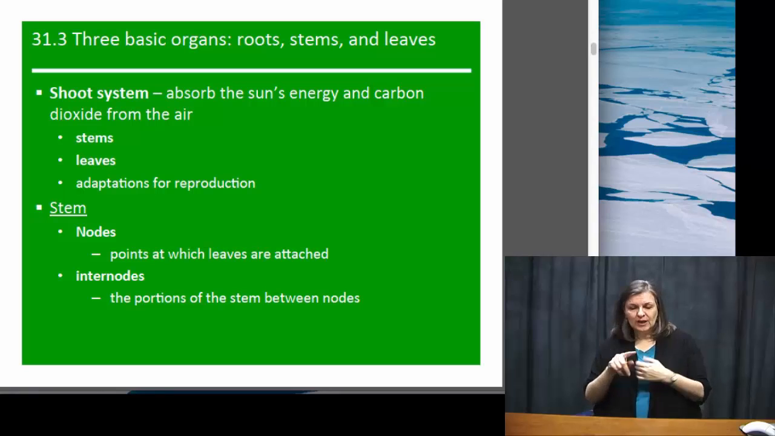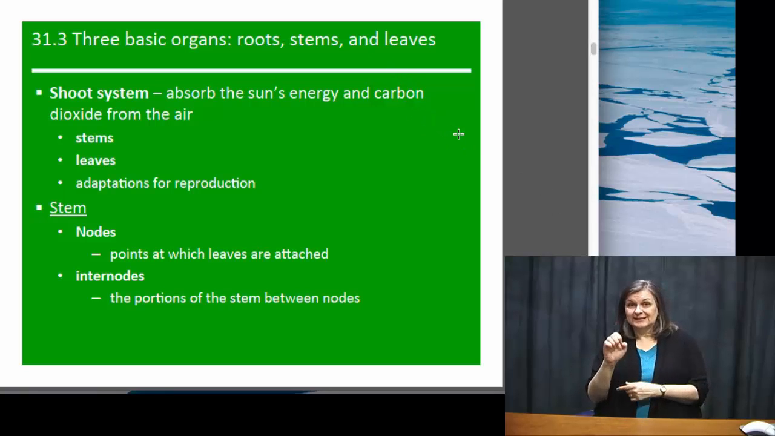For tissues, we look at the cells all being the same. But for organs, we look at different tissue types making up each organ. If it's easier to think about it in people, think about your heart. We can talk about fat tissue, connective tissue, nervous tissue, muscle tissue, all making up your heart. In plants, we can look at the same types of things, but they're a little bit easier. They have three basic types of organs: roots, stems, and leaves.